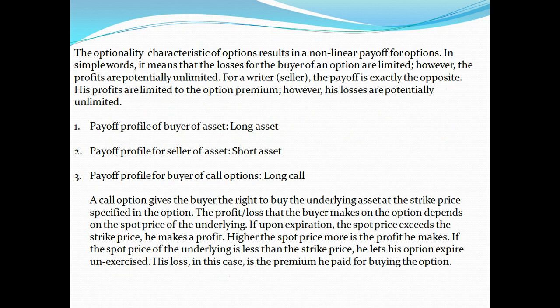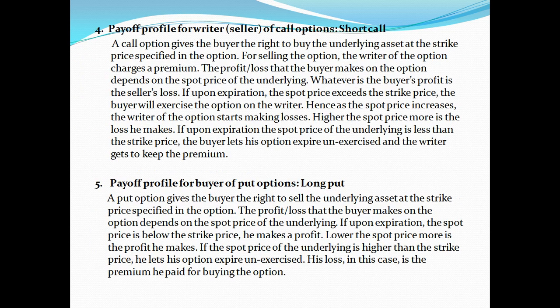A call option gives the buyer the right to buy the underlying asset at the strike price in the option. The profit or loss the buyer makes on the option depends upon the spot price of the underlying. If upon the expiry the spot price exceeds the strike price, he makes a profit. The higher the spot price, the more profit he makes. If the spot price of the underlying is less than the strike price, the option goes unexercised. His loss in this case is the premium paid for buying the option.